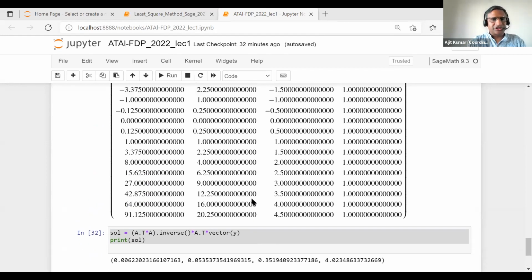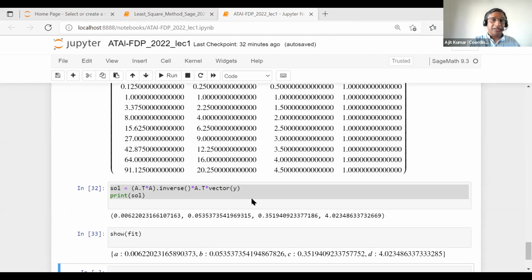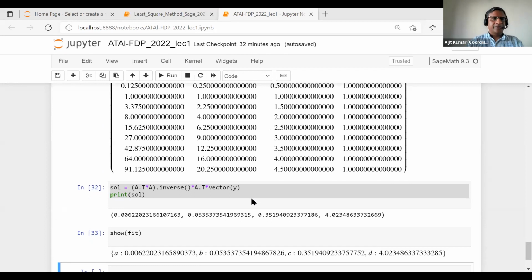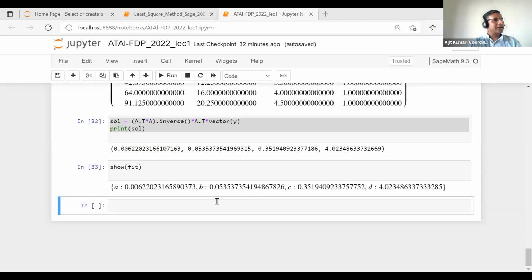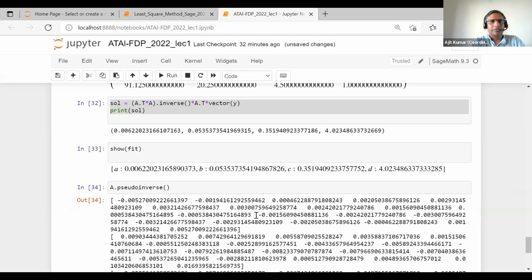Okay, so this is using the normal method, using A transpose A inverse into A transpose B, and we verified that this is the same as what we got using the inbuilt function find_fit. Right? Let us look at using the generalized inverse. Sage already has a function to find the generalized inverse. So if I say A dot pseudo inverse, then it will give me the pseudo inverse of this matrix.